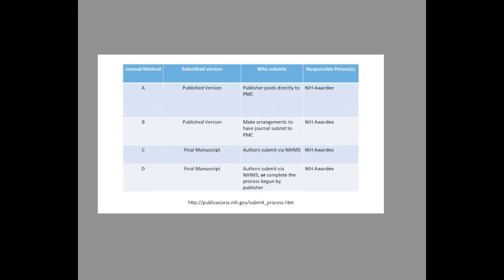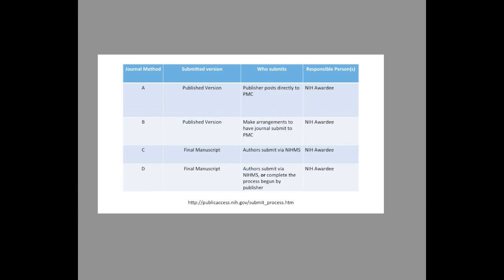Journal methods A and B are similar to each other, and C and D are similar to each other in multiple ways. First of all, in A and B, the final submitted version, the version that people get from PubMed Central, is the published version. So this is identical to the final published version in its PDF form usually. So it has the same formatting and look, and everything's identical to what's published.